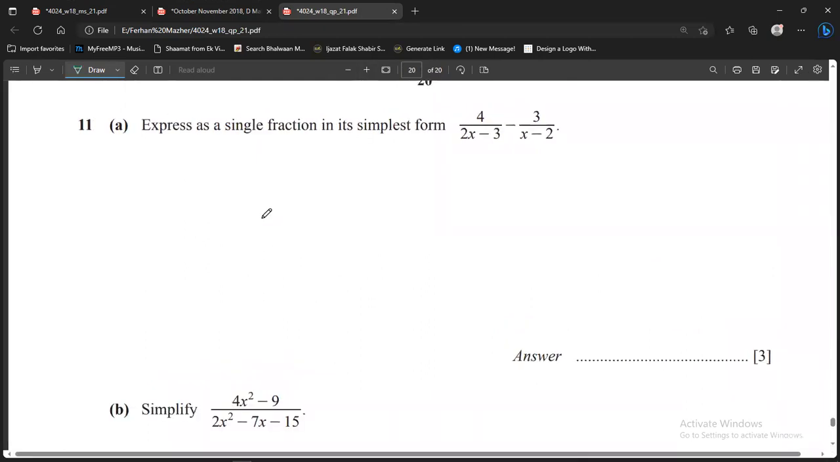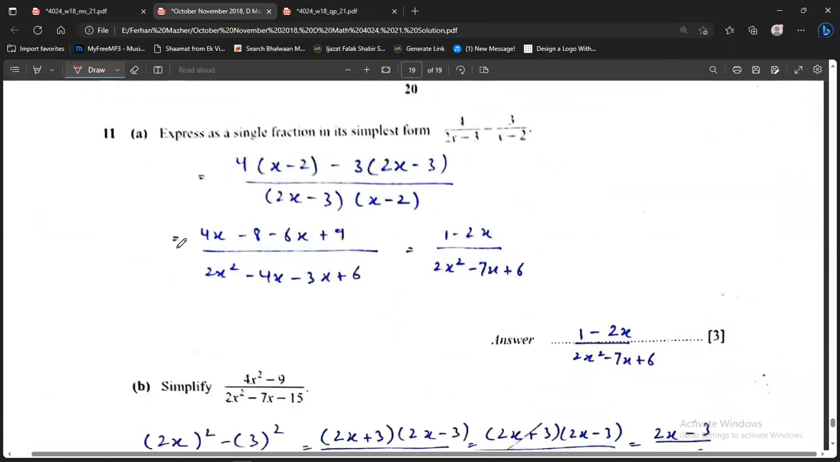Here we have the A part. It says, express as a single fraction in its simplest form. So here we have two algebraic expressions. Their denominators are different from each other. So we will take the LCM. Both of them will come in the LCM.